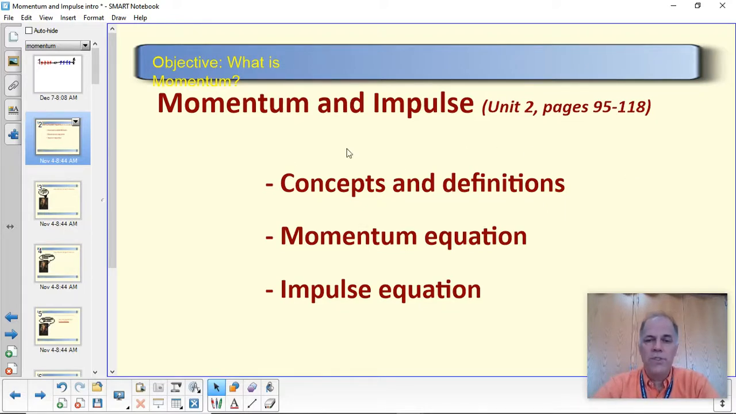So we're going to look at concepts and definitions which deal with momentum, what momentum is and what contributes to it. And then we have a couple of equations. One is the momentum equation, which is how we actually describe momentum, hang a number on that concept. And then there's another very useful one called the impulse equation, which I'll explain as we get there. So we have two math equations that we're learning today, and we're going to see how to use them.